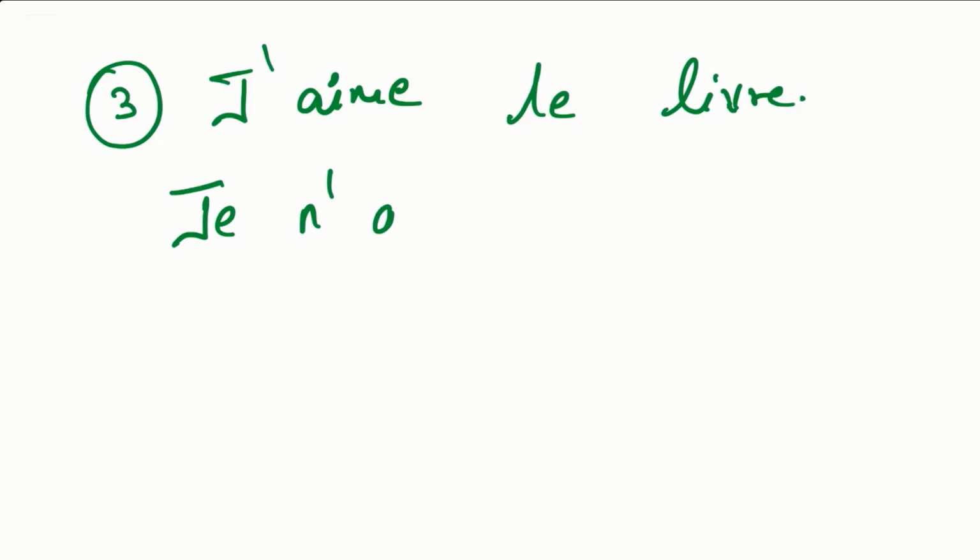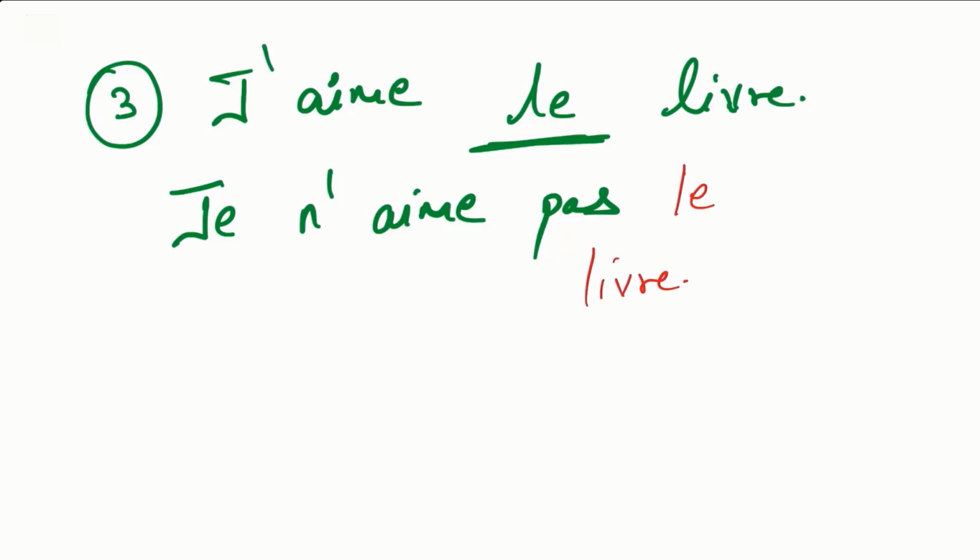So let's do some other examples of the aimer verb, adorer, détester as well. J'aime, I like. Le livre, I like this book or I like the book. I don't like the book. How to write? Je n'aime pas. Je n'aime pas. This is our definite article. It won't change. It will remain the same. Le livre.